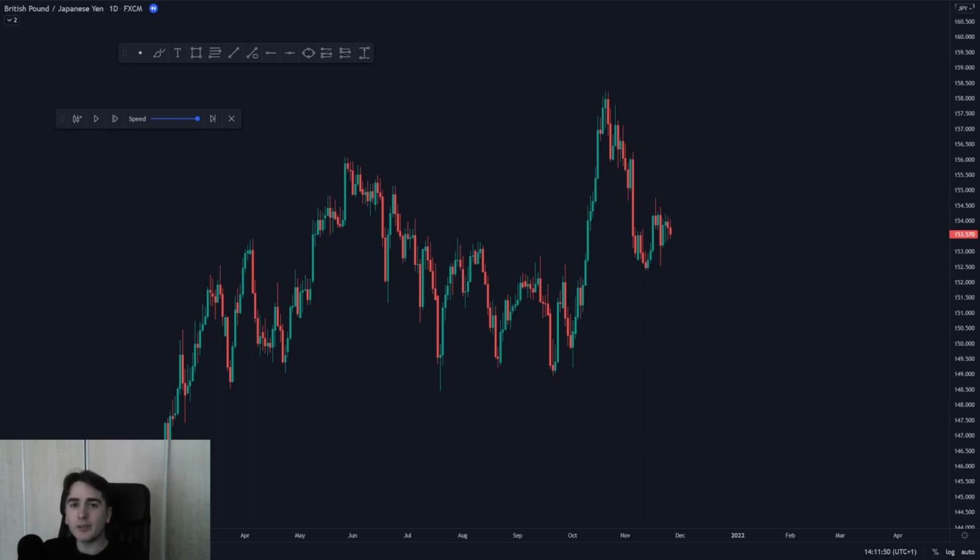So in today's video, I'm going to be doing a trade breakdown on my pound yen short, which banks me approximately 150 pips. So enjoy this video. I'm going to be showcasing my entry, my stop loss, my take profit, and I'm going to be showcasing the confluences that I had in order to take this trade.